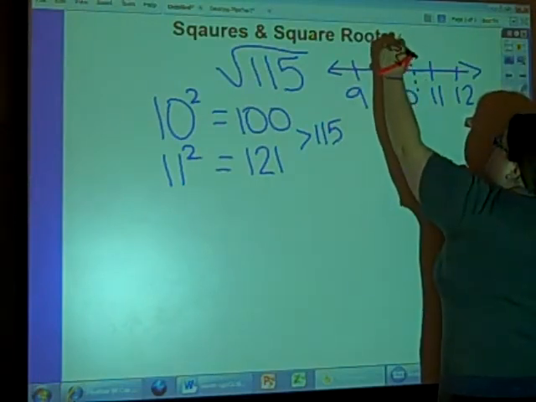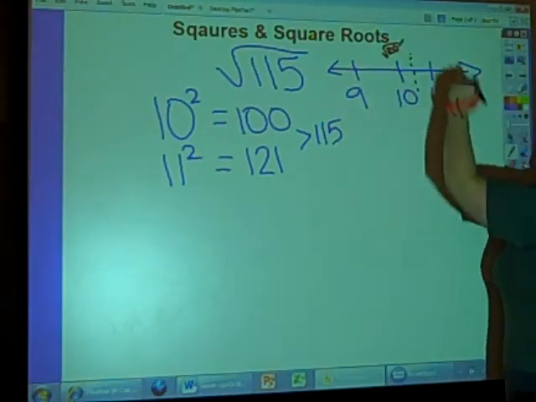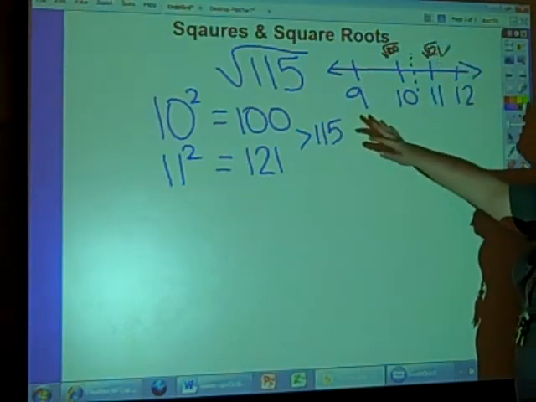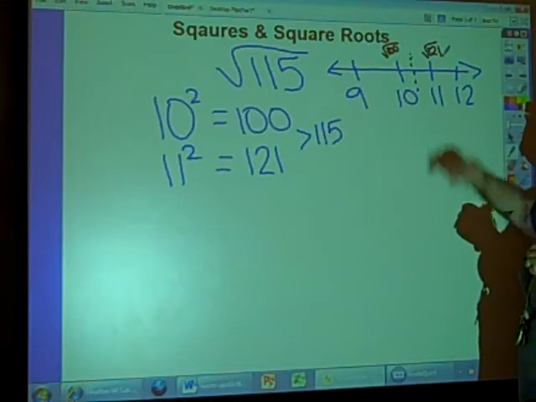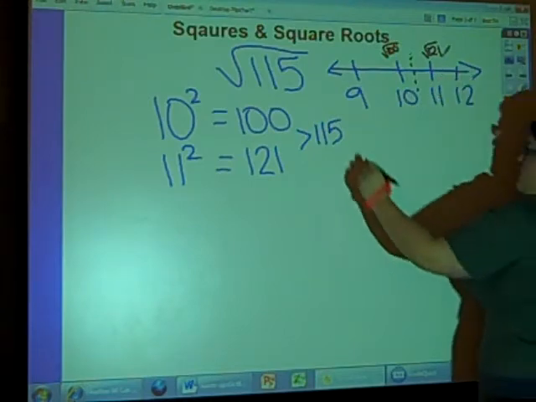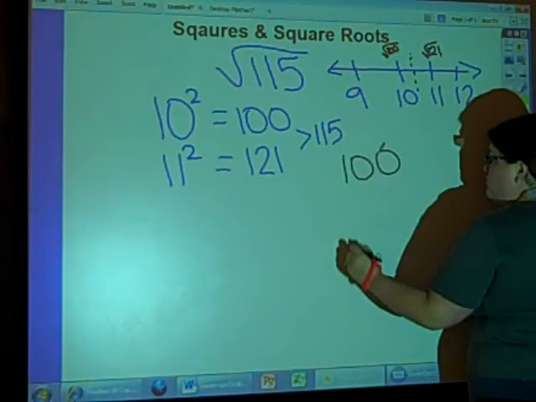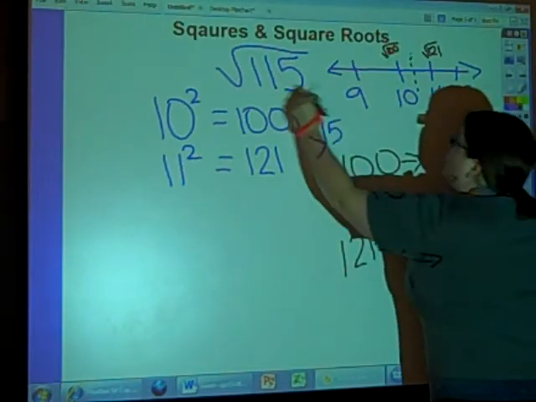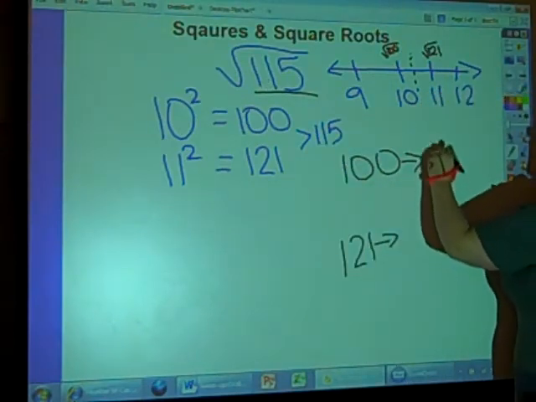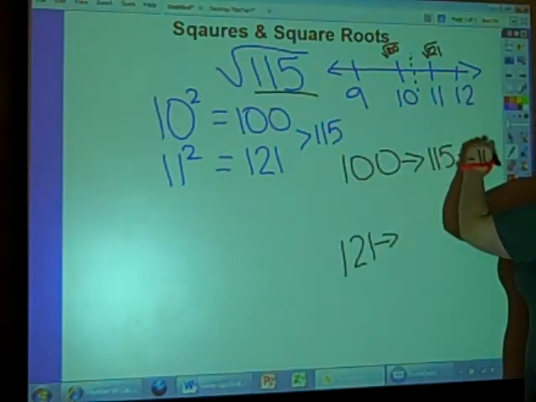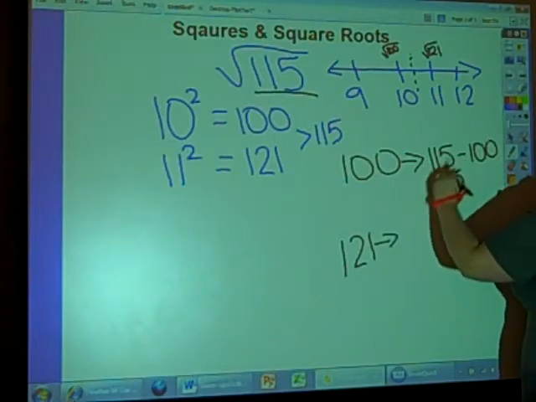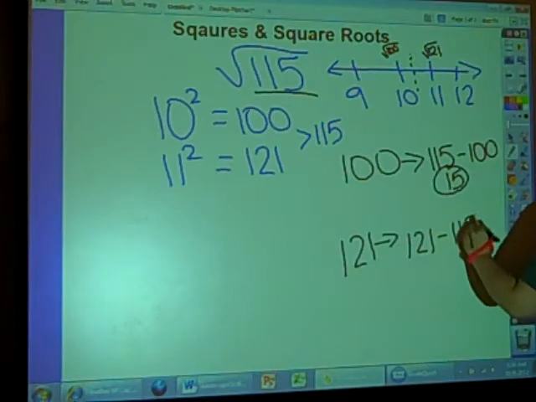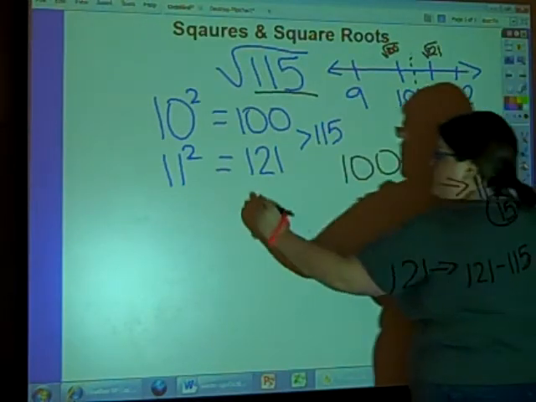Above the 10, that was the square root of 100. Above the 11, that was the square root of 121. What we need to see is, is the square root of 115 closer to the square root of 100 or the square root of 121? So take the two perfect squares that we have, which are 100 and 121, and subtract them from the number that we're looking for. So 115 minus 100 gives me a difference of 15. And 121 minus 115, I don't want your work off to the side for this.